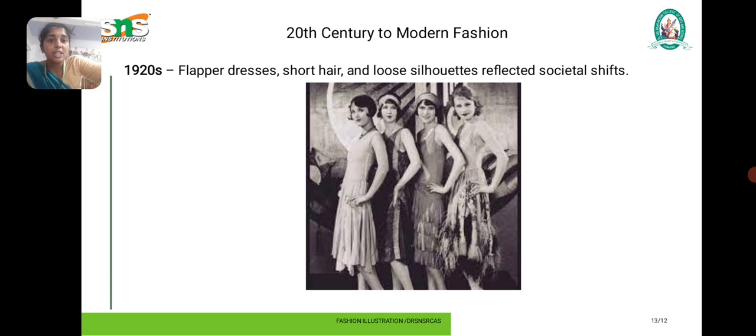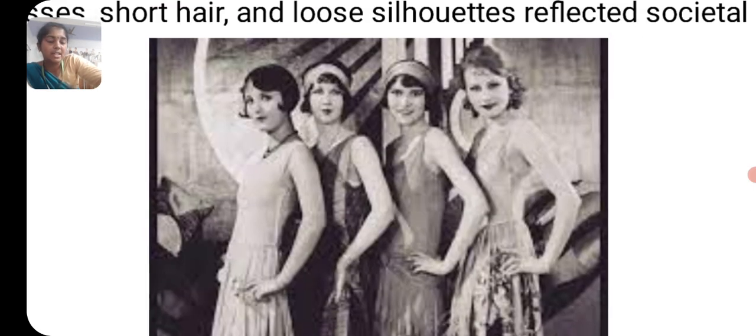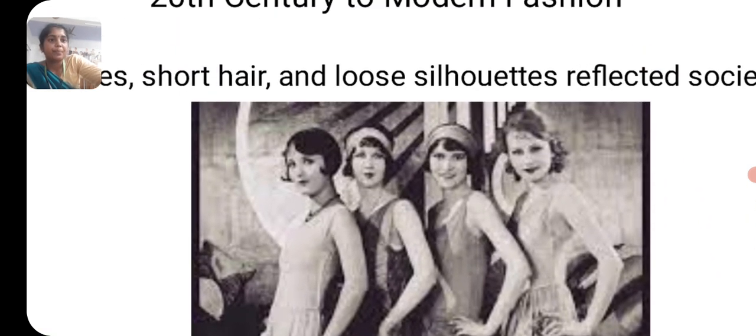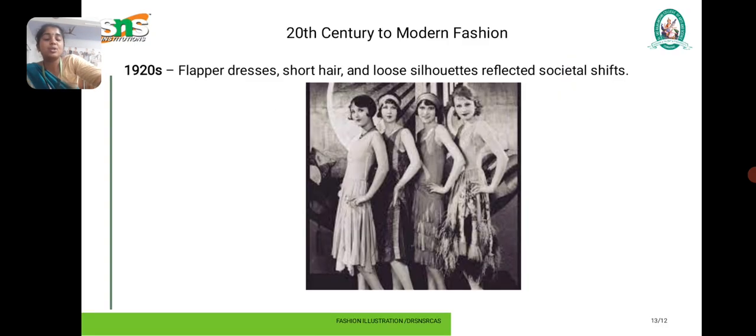Next, 1920s: flared draped dresses, short hair and loose silhouettes reflected the social shifts. They wore different hairstyles and loose dresses, the flapper dresses, which fall loosely over the body. Silhouettes reflected social shifts from top to bottom. Everyone wore different styles of garments, but at the same level without social status.